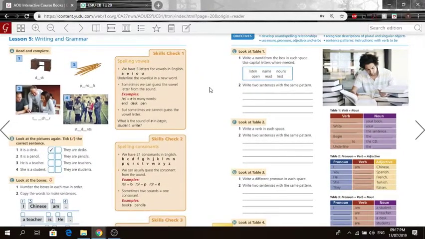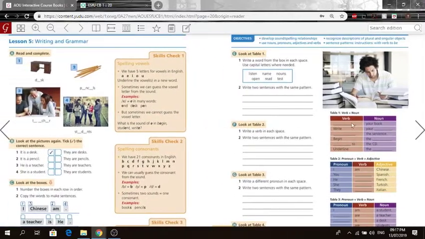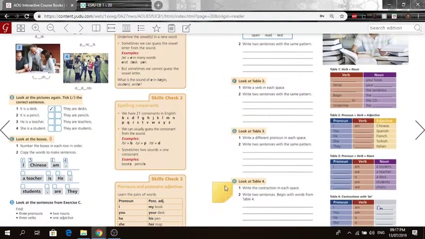So actually, you know what? We should skip this part and write two sentences with the same pattern right here. This one's better. So let's look at table 1. We're not really going to skip it. We're going back actually. Okay? So verb plus noun. He obviously wants a verb, so let me just go back a second.